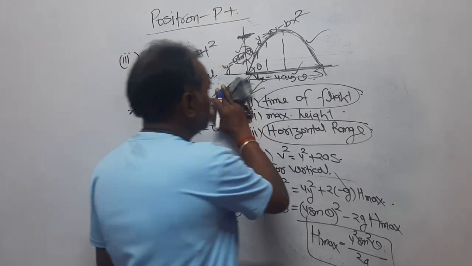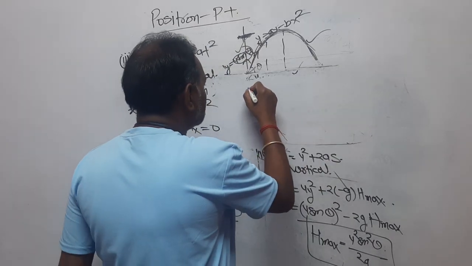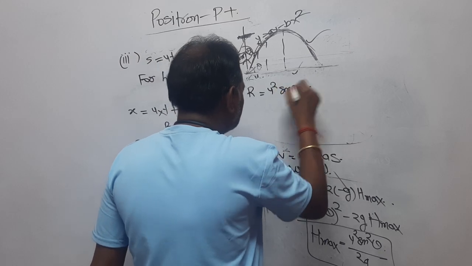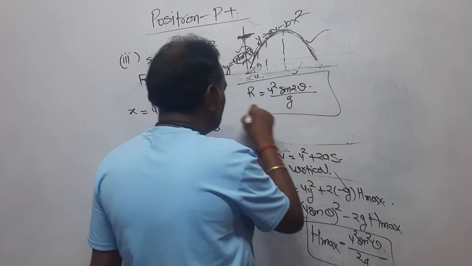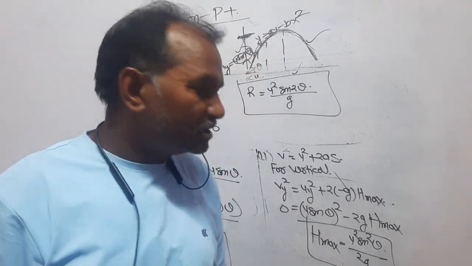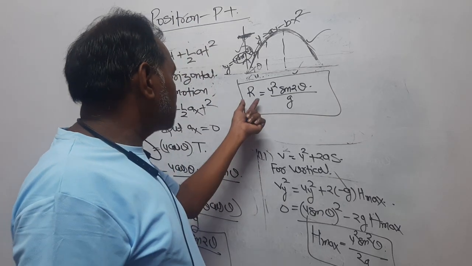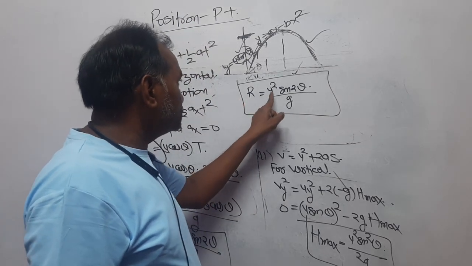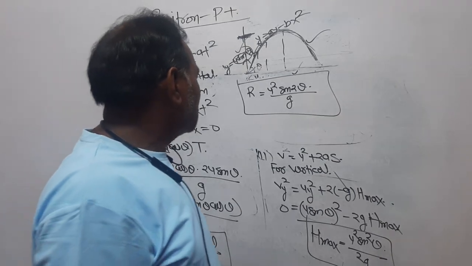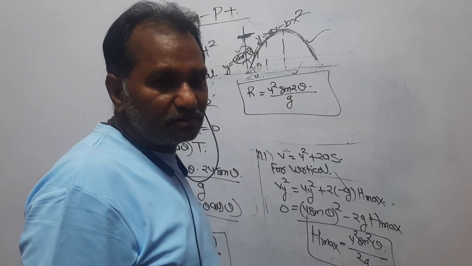Dear students, we have got the formula for the horizontal range, and that works out to be R is equal to u square sin 2 theta upon g. Don't be confused. Here the maximum height is u square sin square theta upon 2g, but in the case of horizontal range we have got R is equal to u square sin 2 theta upon g.